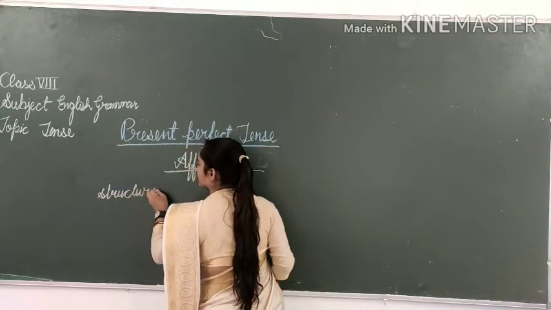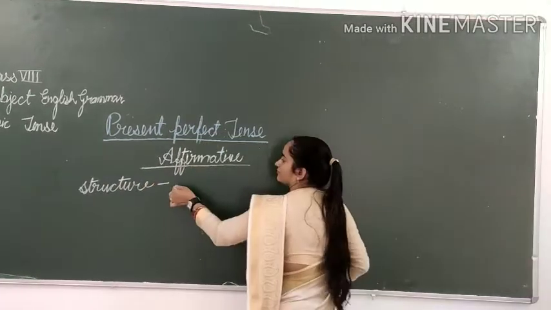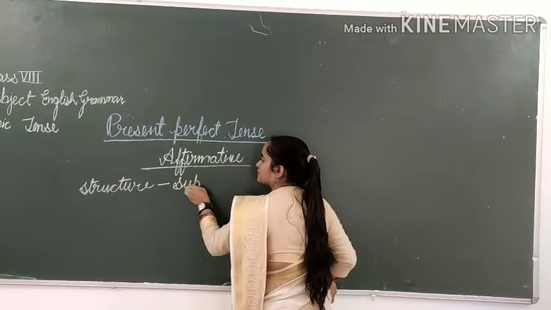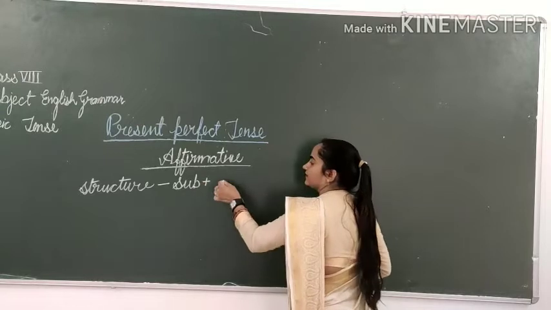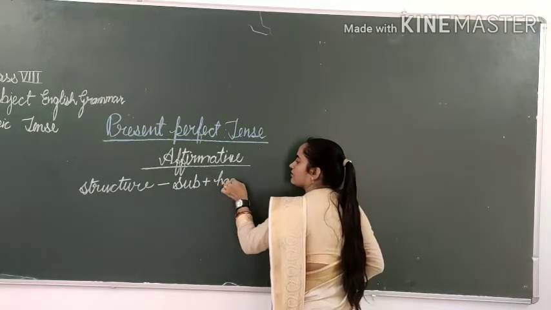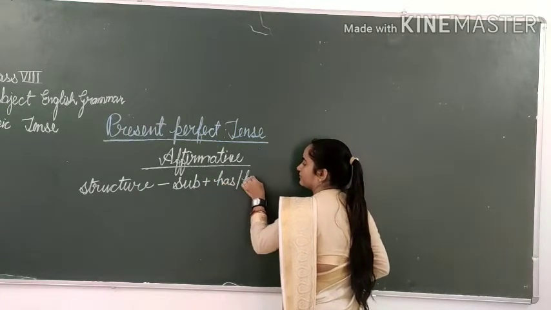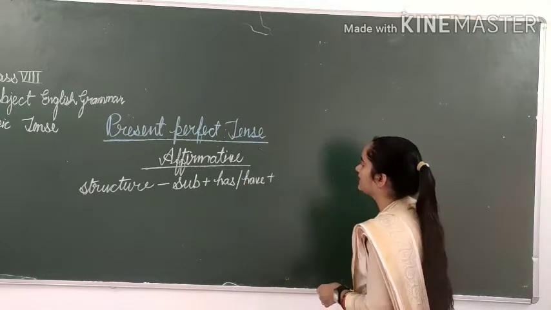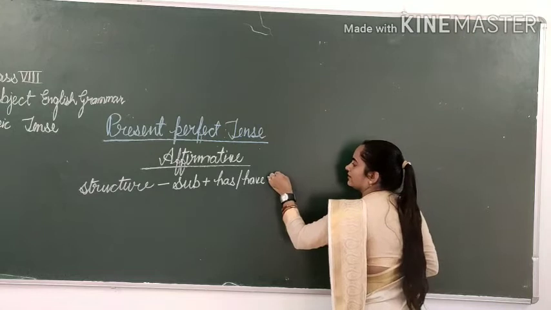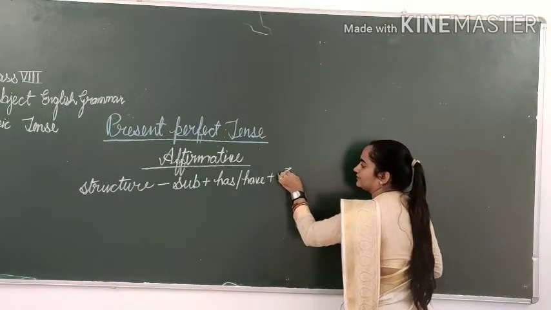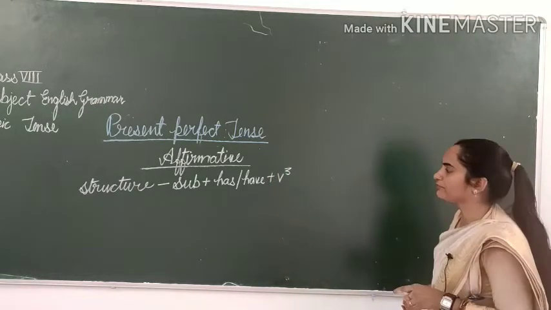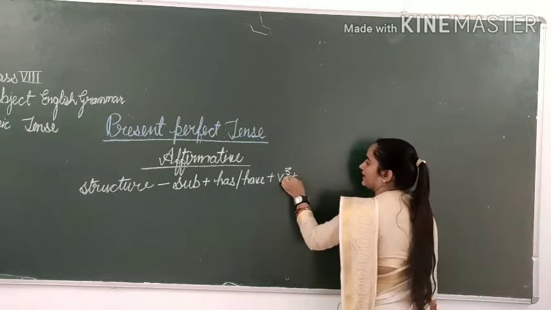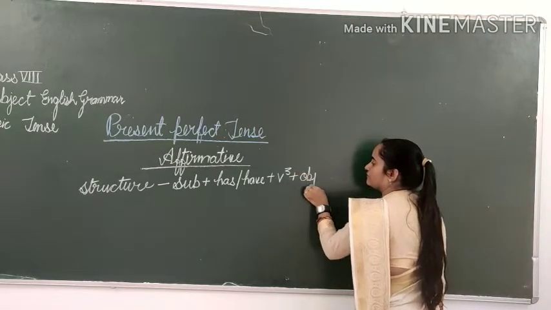Structure. Firstly, what will we take? We will take subject. Then has or have. And after that, we take V3, means past participle. And in the last, object.